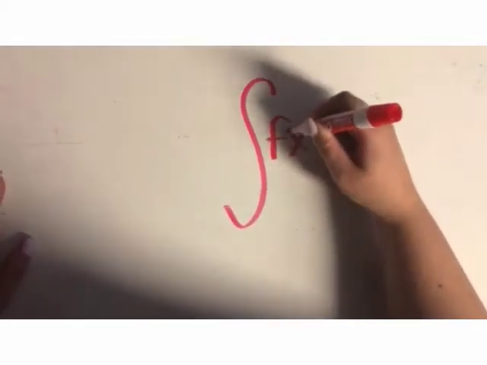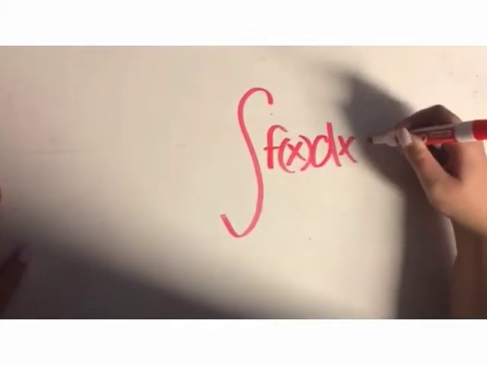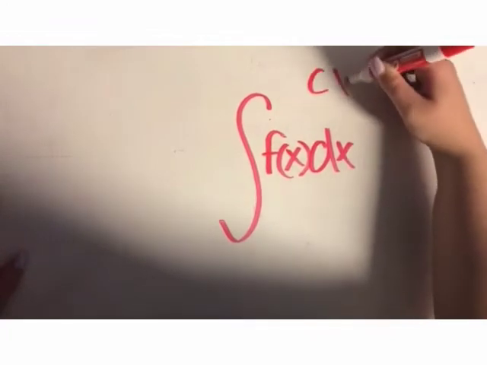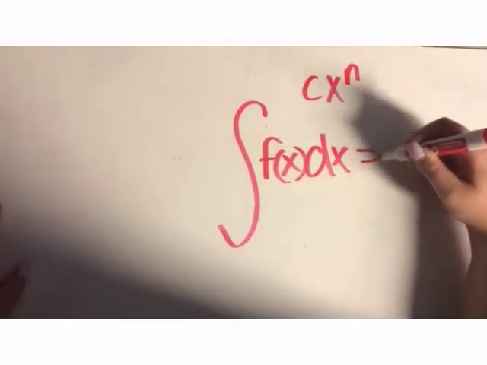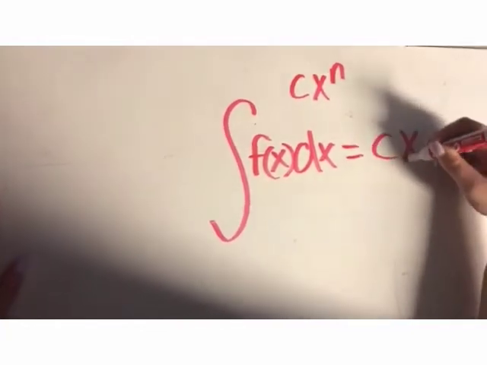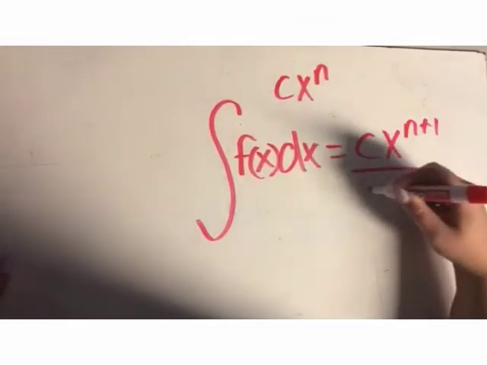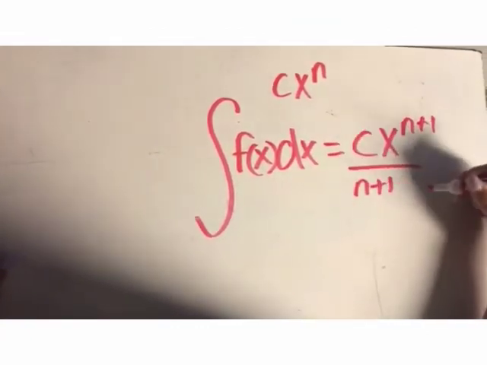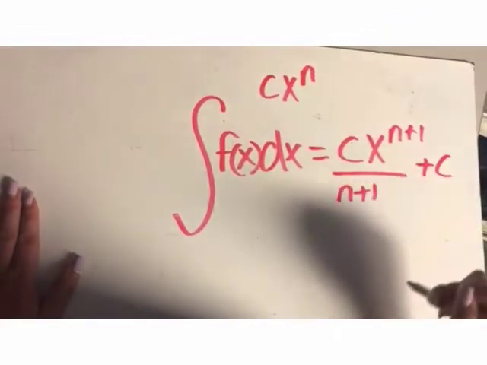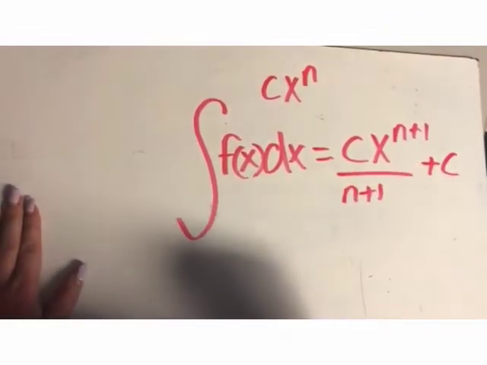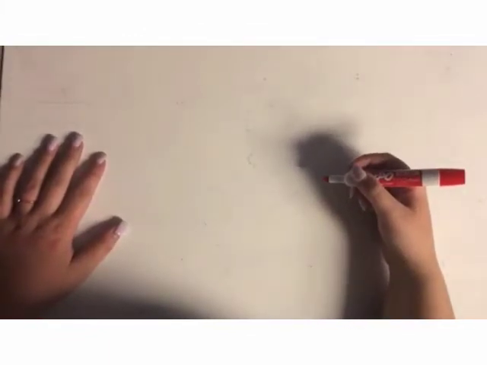So, when we take the integral of f of x, which is cx to the n power, we would get cx to the n plus 1 and then divide by n plus 1. At the end, we also add the constant c to show that the constant is unknown in an indefinite integral. So here's an example with some actual numbers.